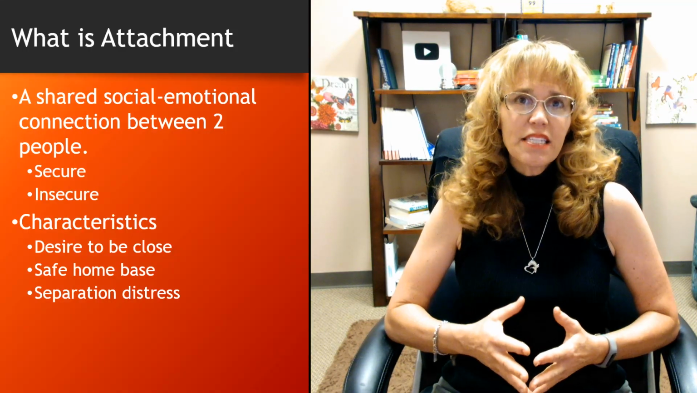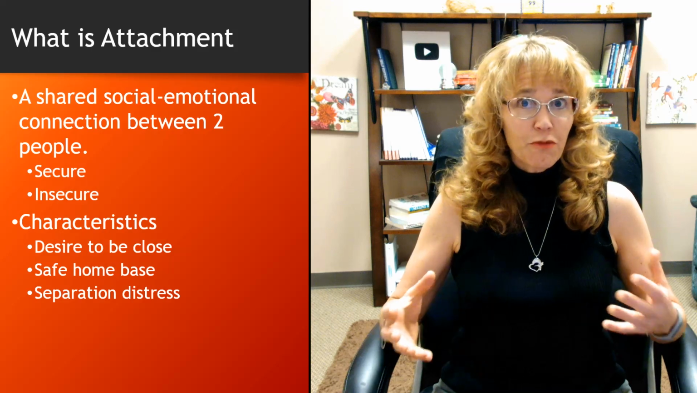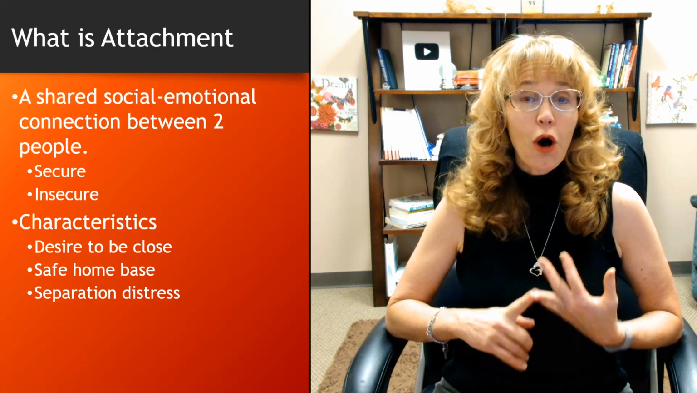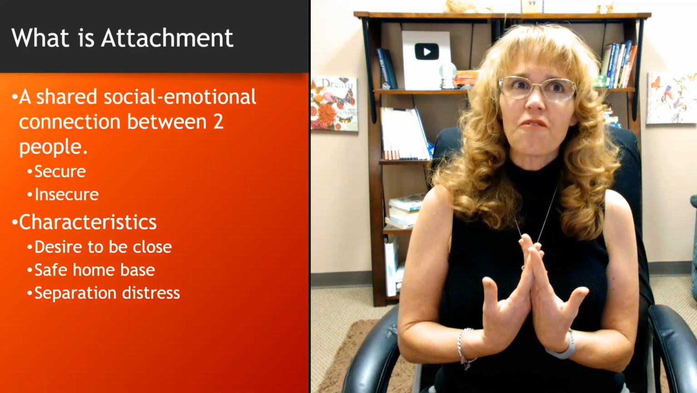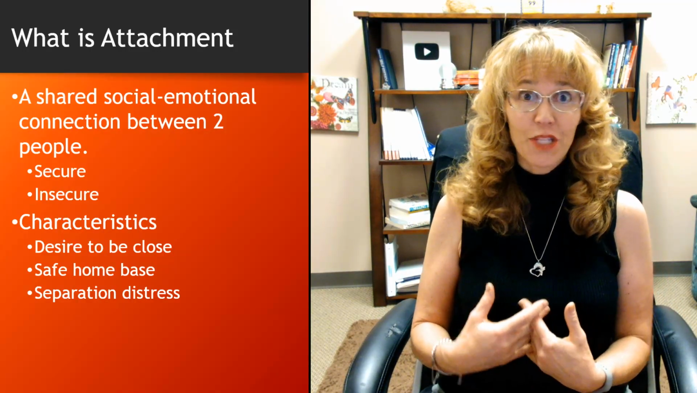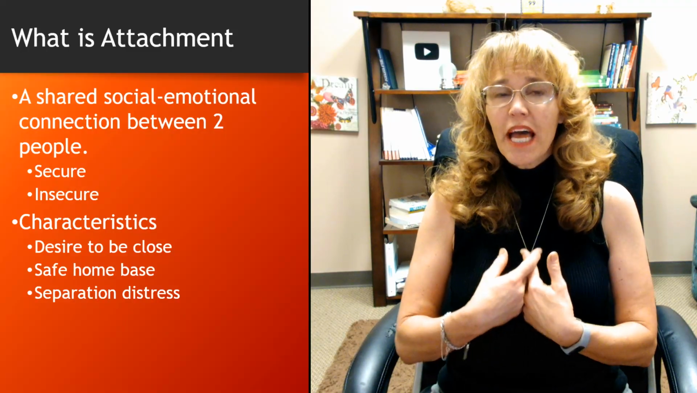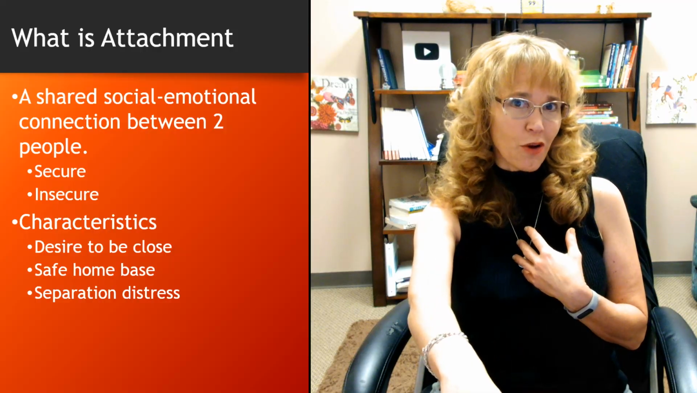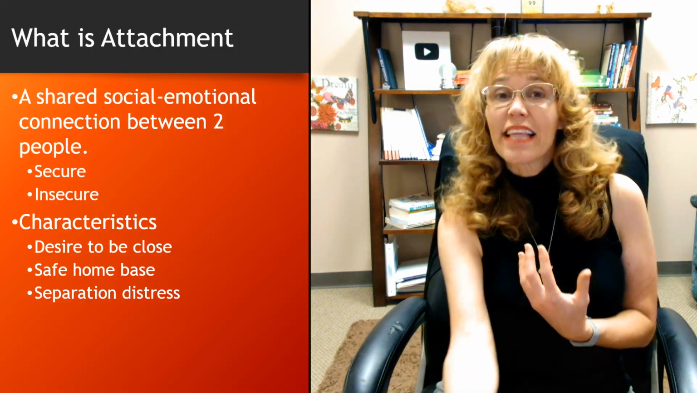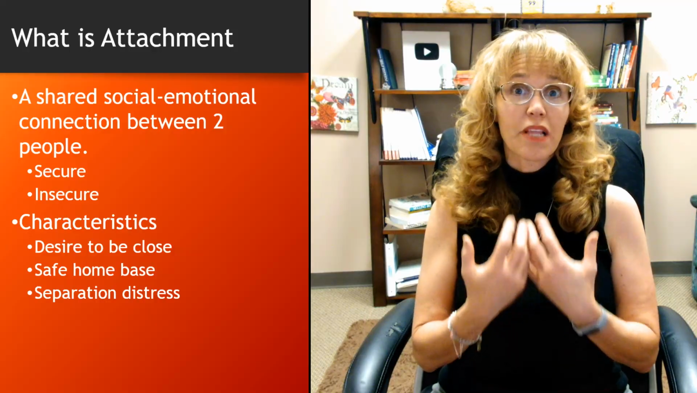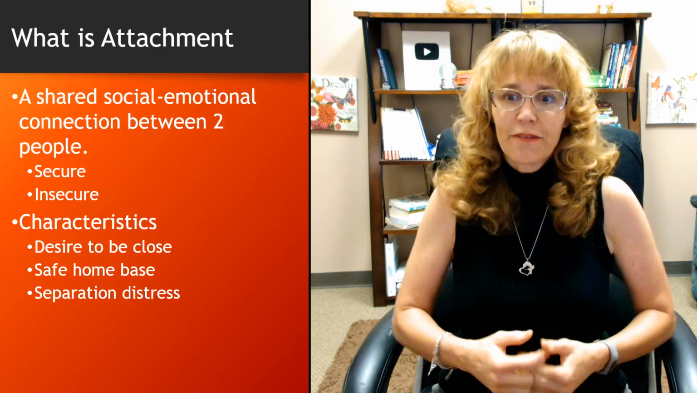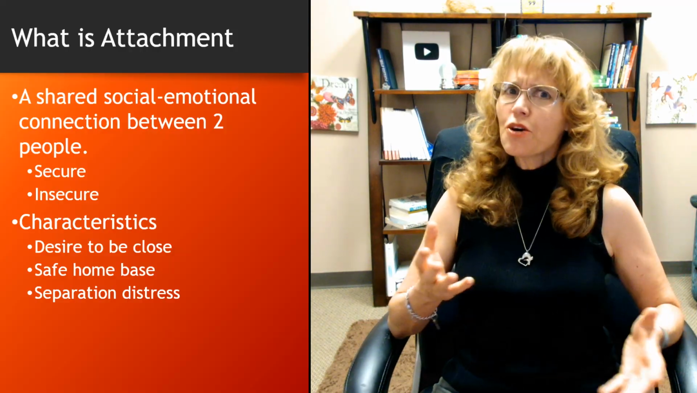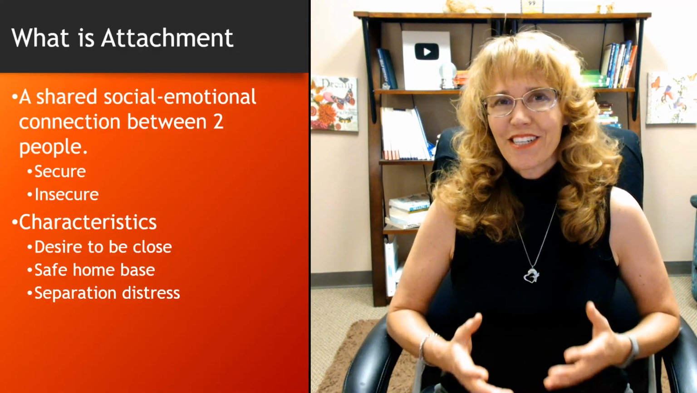The characteristics of an attachment relationship include a desire to be close, a safe home base. That means the person feels safe when they're at home, they're safe when they're around that person. They also feel like they can go out and explore, they can get out of their comfort zone. And if things go bad, they can come back and they believe that they will be welcomed back. And separation distress. And I don't want you to overthink this separation distress.